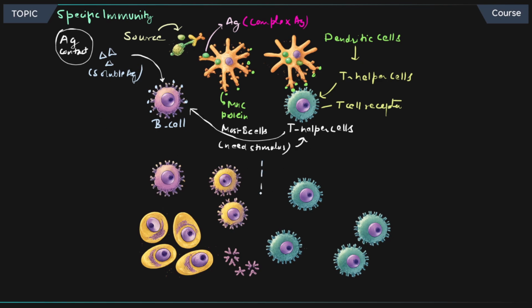Now let me explain the humoral part and also the cell-mediated part. That's why I'm creating that dotted line. On the right side you have cell-mediated response. On the left side you have humoral immunity. So let's start with humoral immunity, right? And then let me also label it cell-mediated immunity. Okay, so now let's understand that.